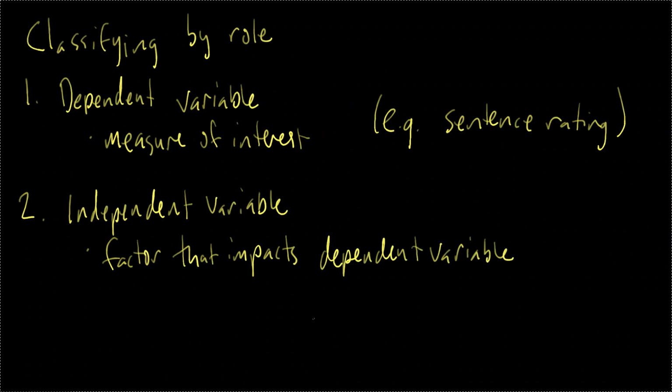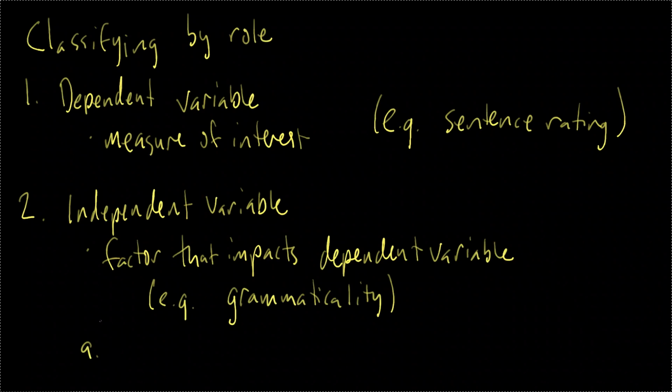So if I'm doing a sentence rating study, and one of the types of information that I'm storing with each sentence that I've created that I want people to judge is whether or not I think it's grammatical or ungrammatical, you can think of that as an independent variable. I have reason to believe it will impact the type of ratings people will give.